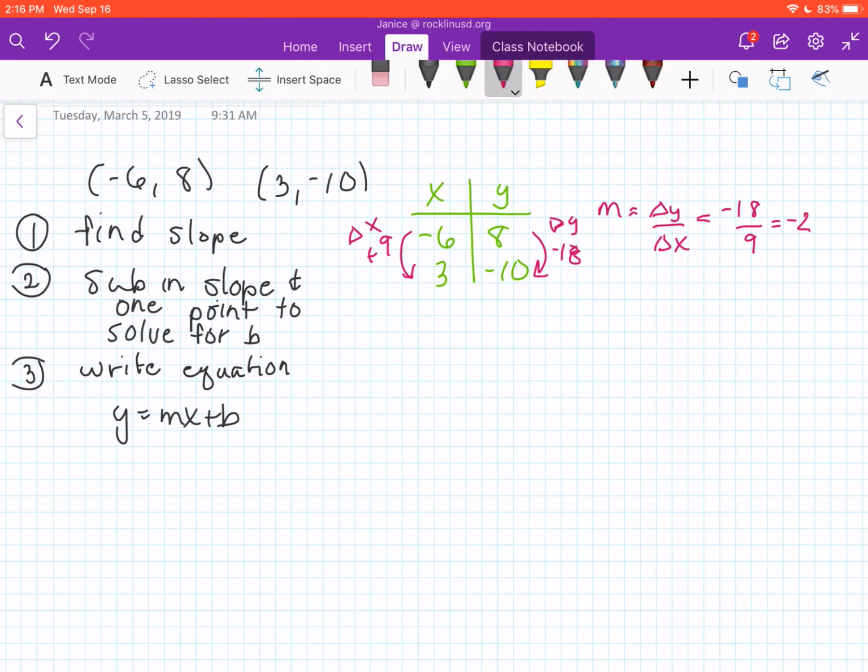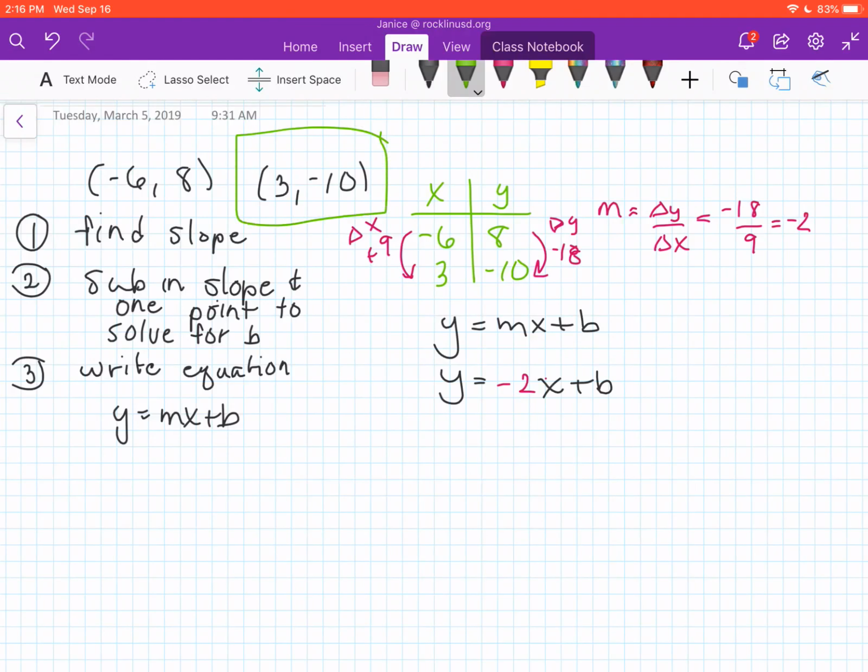So step 2, we're going to substitute in our slope and 1 point to solve for b. So we're going to take y equals mx plus b. We are going to substitute in our slope, which is -2. So that'll give me y equals, my -2 goes in there for the slope, x plus b. And now we have to substitute in 1 point. You can choose whichever point you want. There are 2 of them listed at the top of the page. Pick one. I choose you because you look pretty. And this is going to be my x. This is going to be my y.